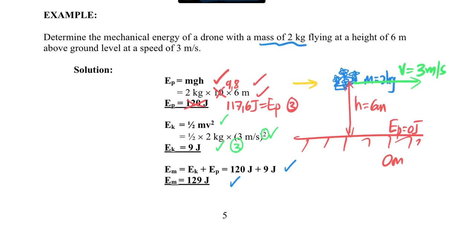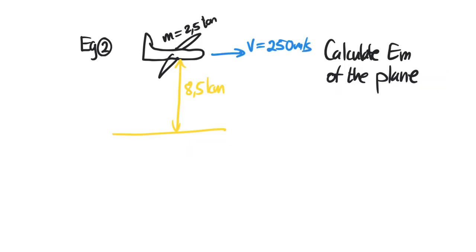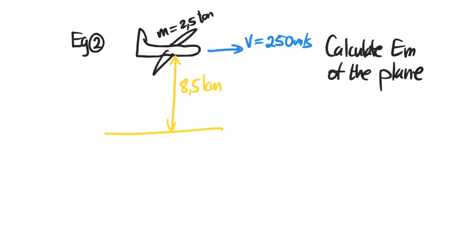So now let's move on to the next problem. In the second example, we are going to work with bigger values, and you're going to see that it's going to result in an object, in this case a plane, having a massive amount of mechanical energy.